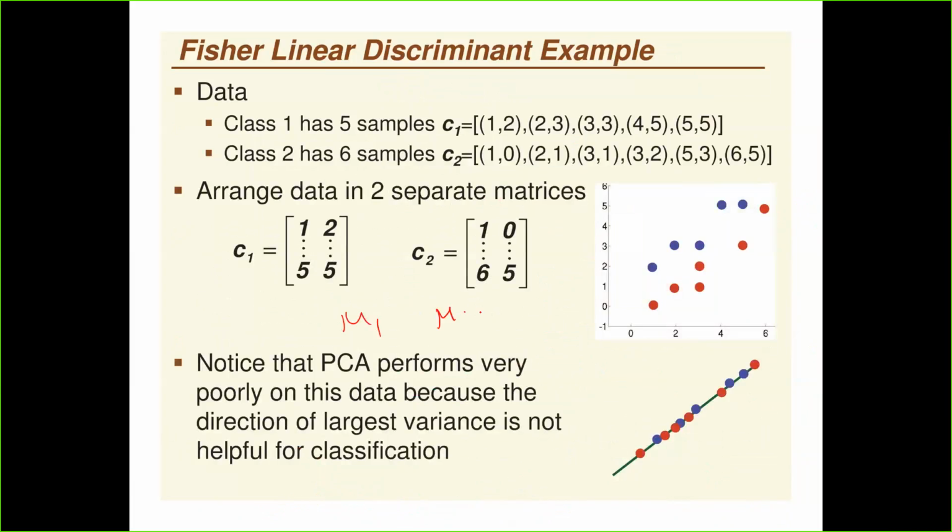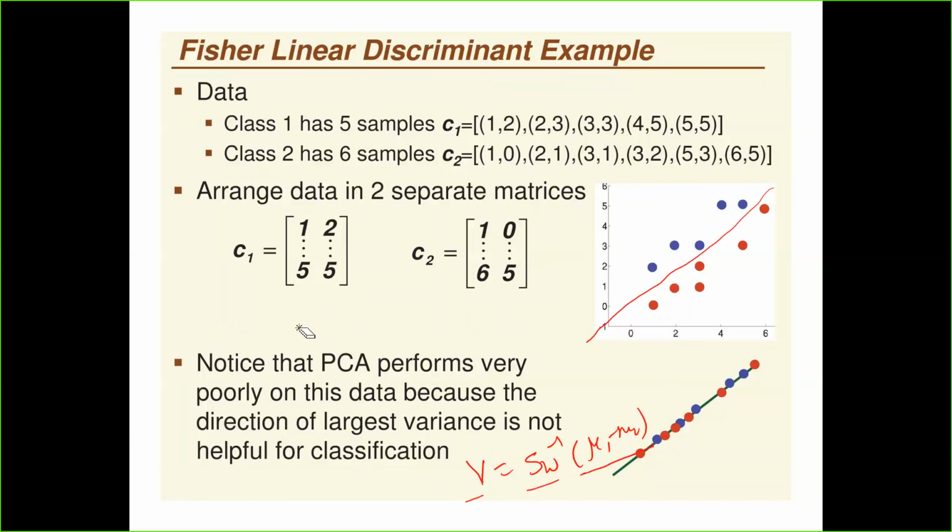Mu1, mu2, SW. These 3 things are required because V is equivalent to SW inverse (mu1 minus mu2). You see that for this example, if you project the data points onto a direction of maximum variance, there is no clear separation between them. So if you apply principal component analysis, all right, let us try to apply this linear discriminant analysis. What is the linear discriminant analysis? It is finding out the line direction V where there is a clear separation, and the optimal V is SW inverse (mu1 minus mu2). So what is mu1?